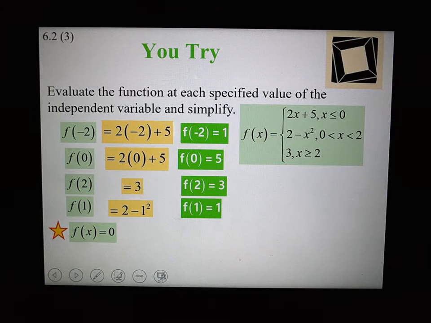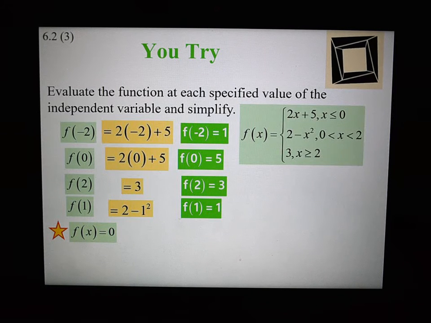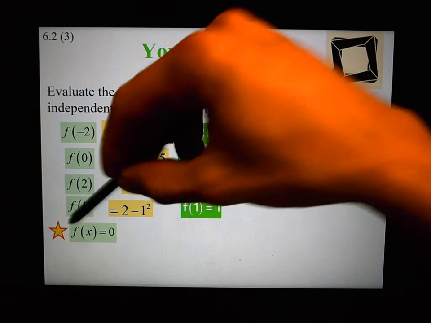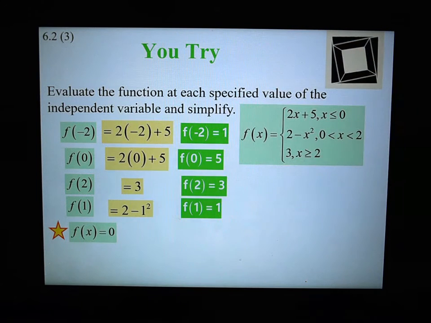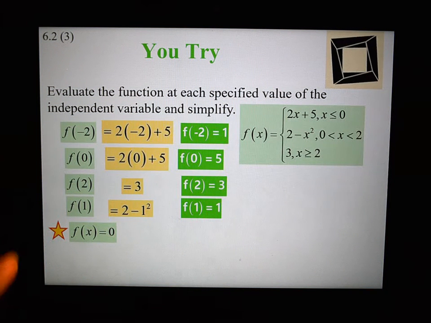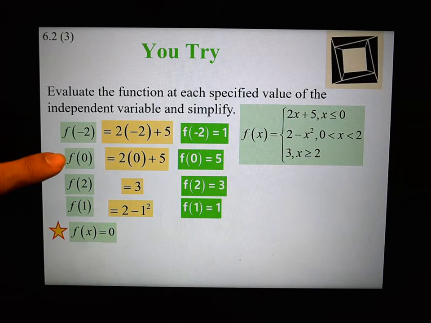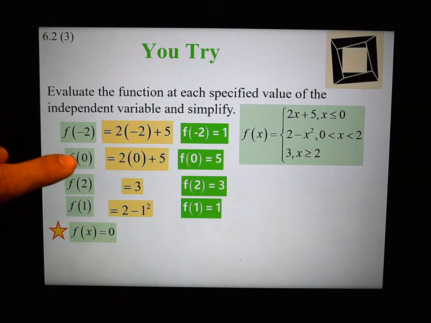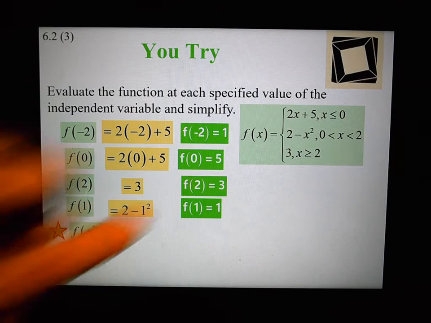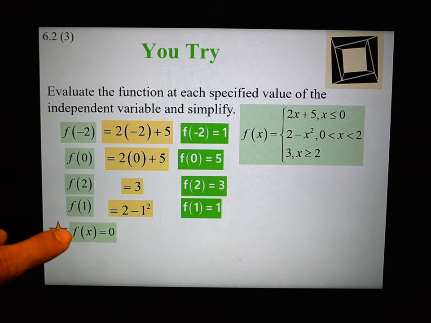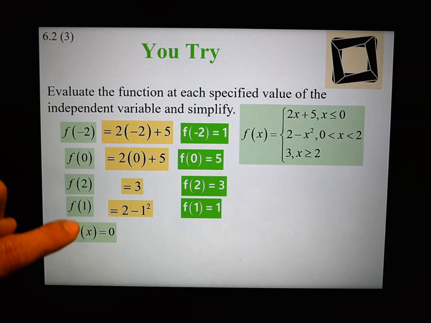Lastly, what if I wrote it in a different way? What if I said, where is my function equal to 0? The hardest one, I put a star here because so many students get this one that I'm pointing at confused with this one down here. This one says, when you plug in 0, what is the value going to be? This one says, where is the function equal to 0?